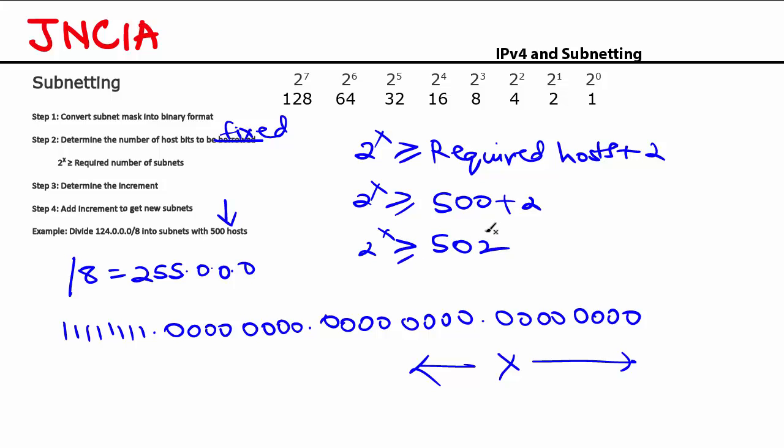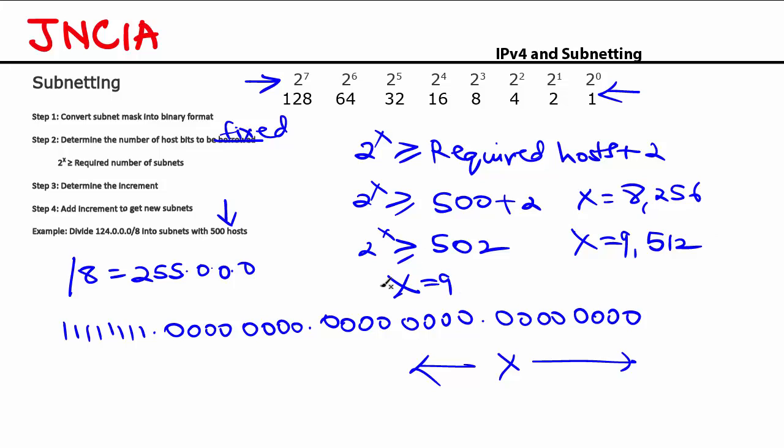We need to find the value of x that will satisfy this equation. The powers of 2 that we have listed here will make it a little bit easier. 2 power 7 is 128. So we know x is equal to 7 does not satisfy this equation. X is equal to 8 will give you 2 power 8, which is 256, and that is not greater than or equal to 502. X is equal to 9 will give you a value of 2 power 9, which is 512, and that's what we're looking for. So x is equal to 9.